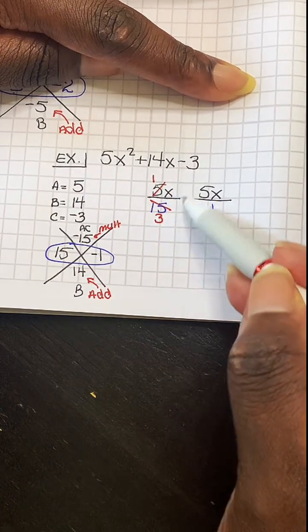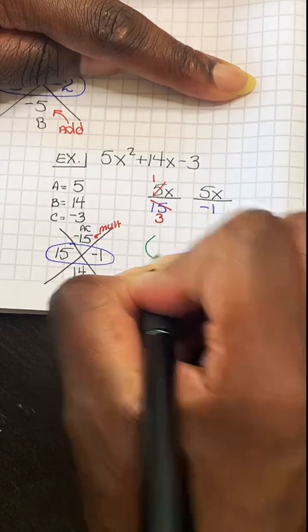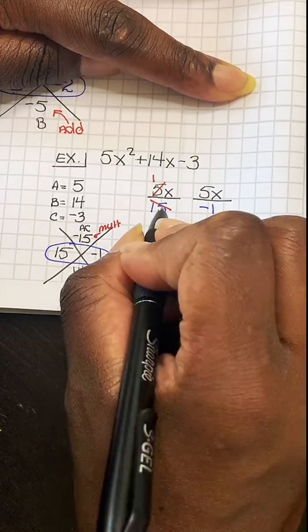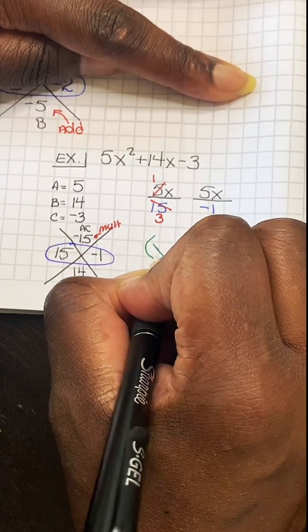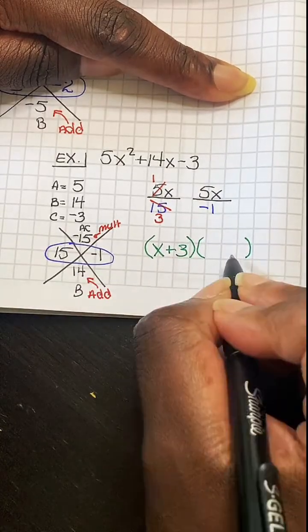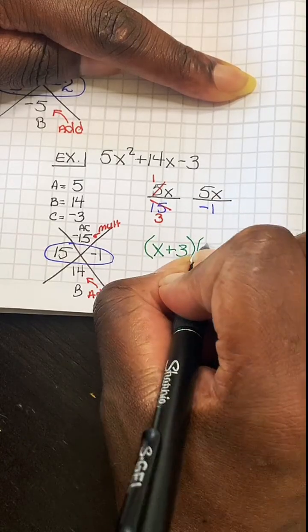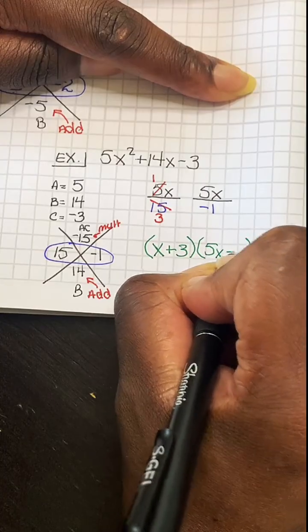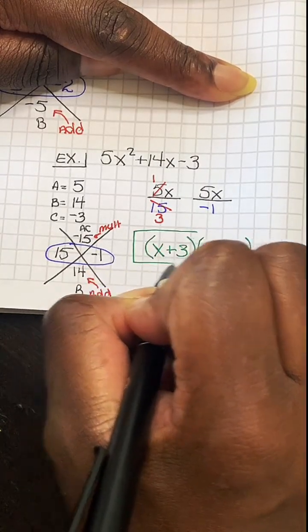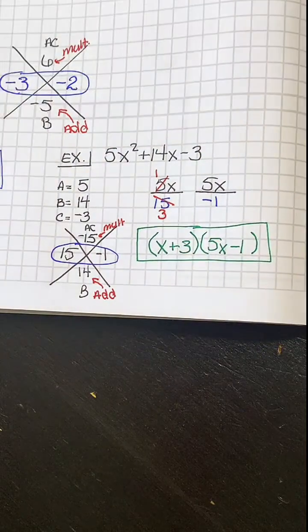So this is representing one of your parentheses. So you have your 1x or x plus 3. The other parenthesis is dealing with the other fraction. So that starts with my 5x minus 1. And that's your answer.